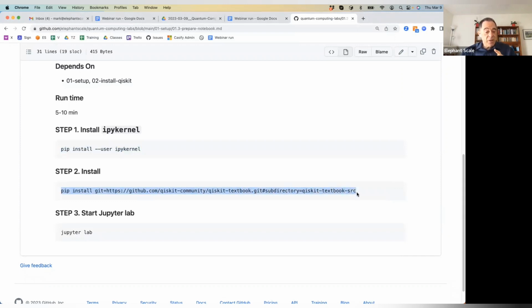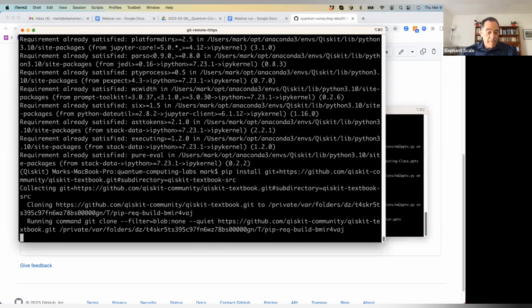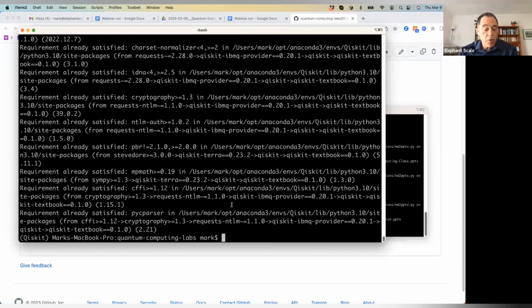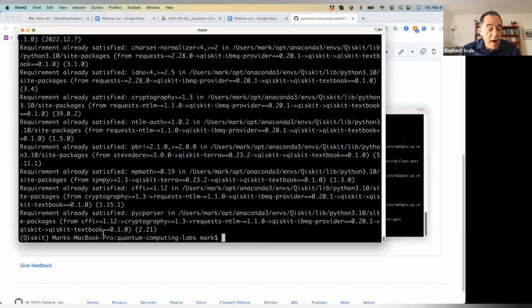That's nothing to do with the deep libraries, but it's the Qiskit textbook from IBM. So you install that. And it's not cloning anything really, it's just installing the necessary libraries. And we can run all of our quantum computing there. After that, you do Jupyter Lab. Jupyter Lab is the way to start your notebooks in the browser. Now, where am I?